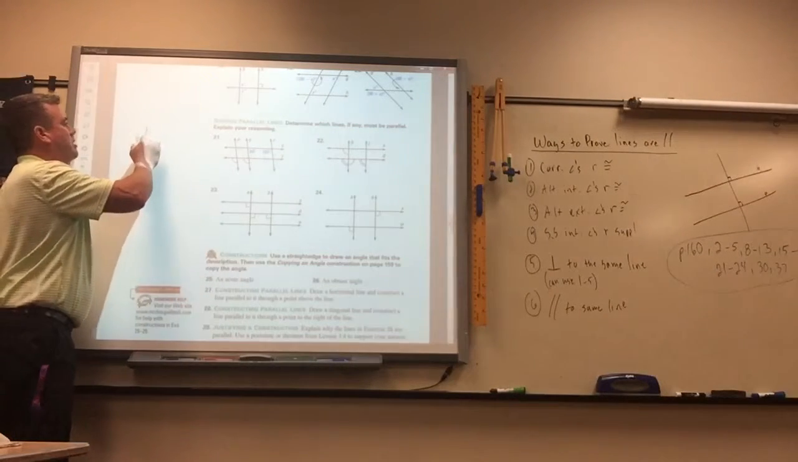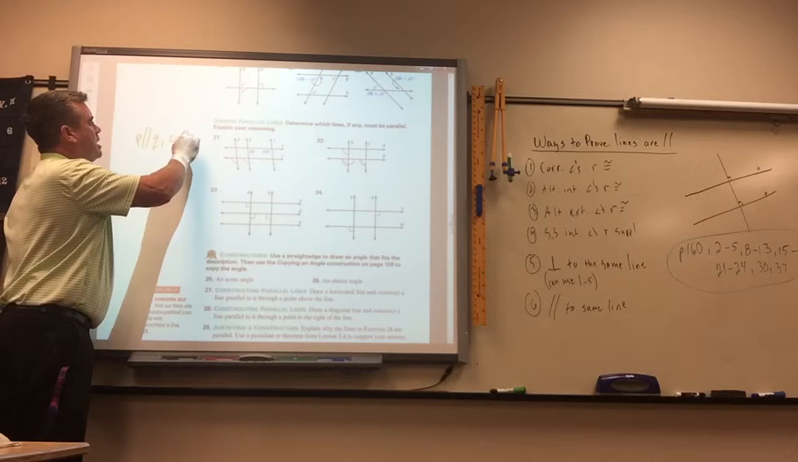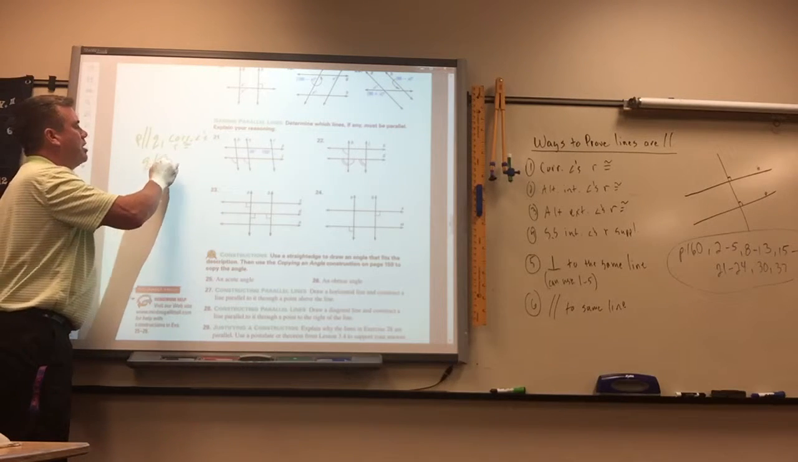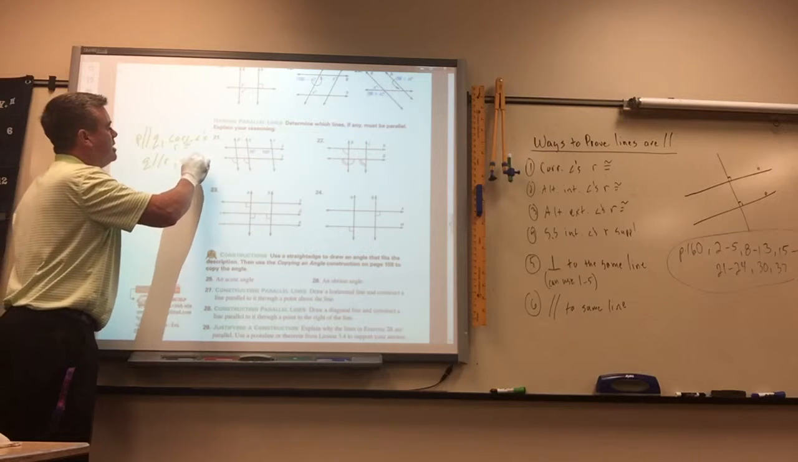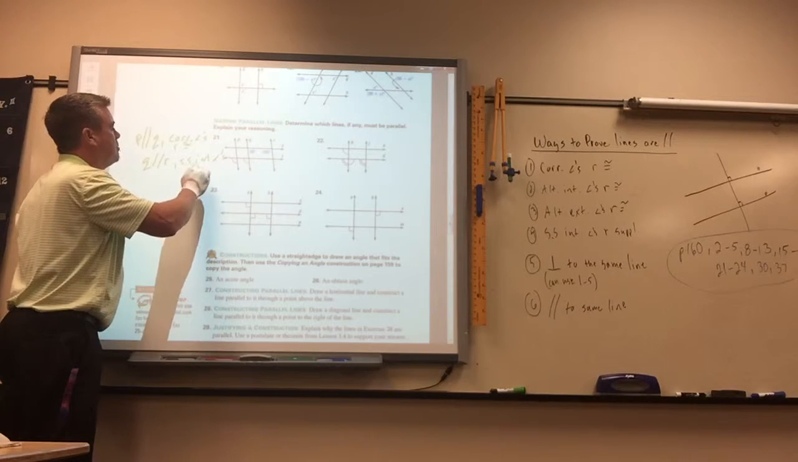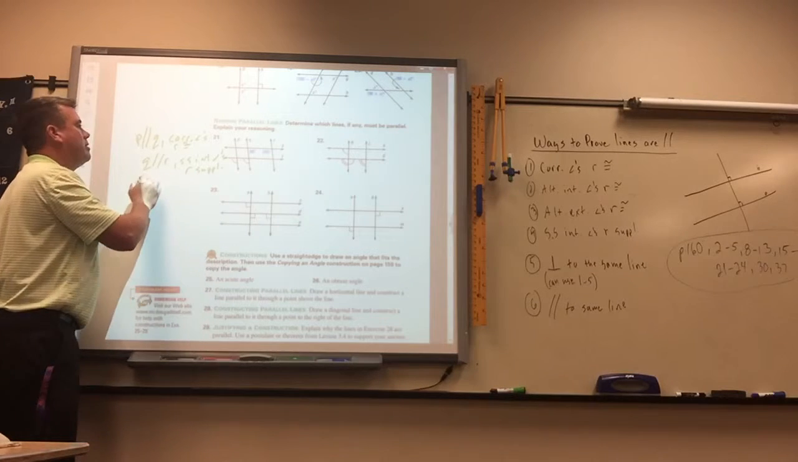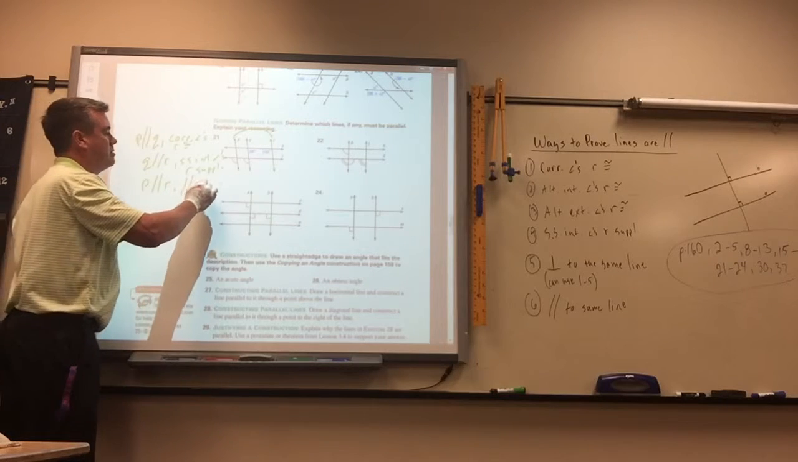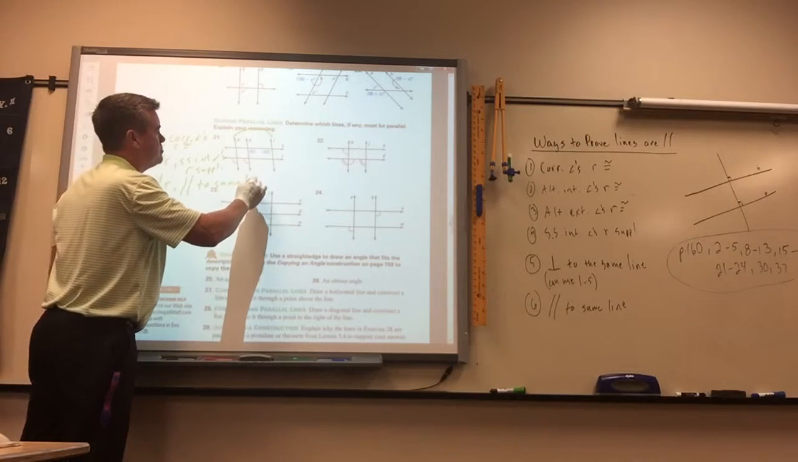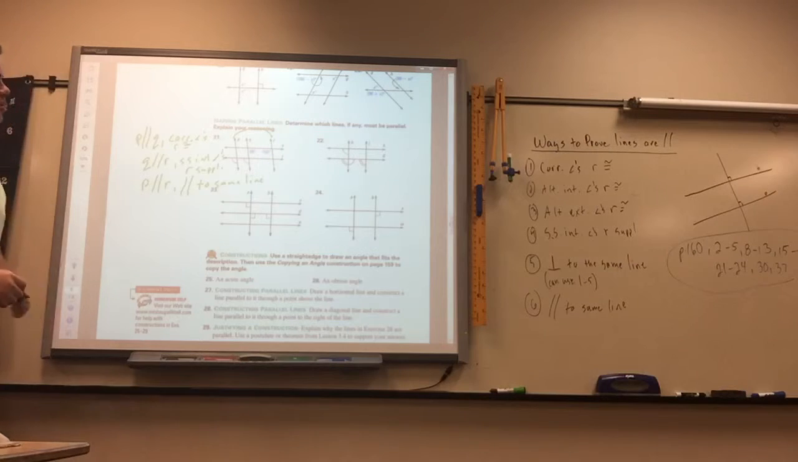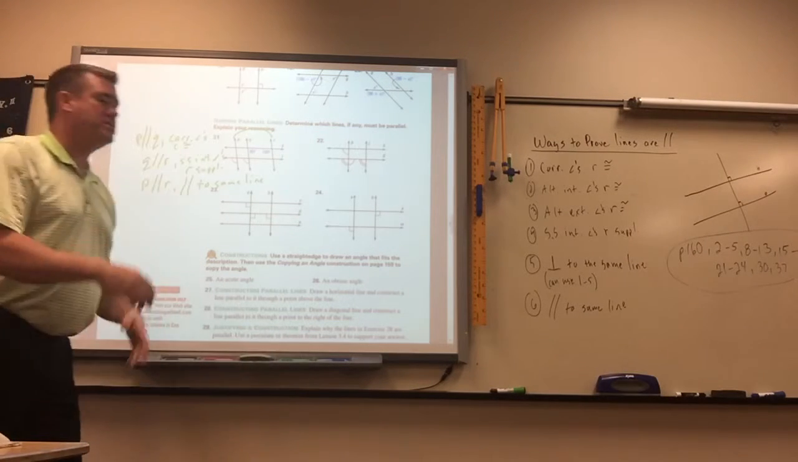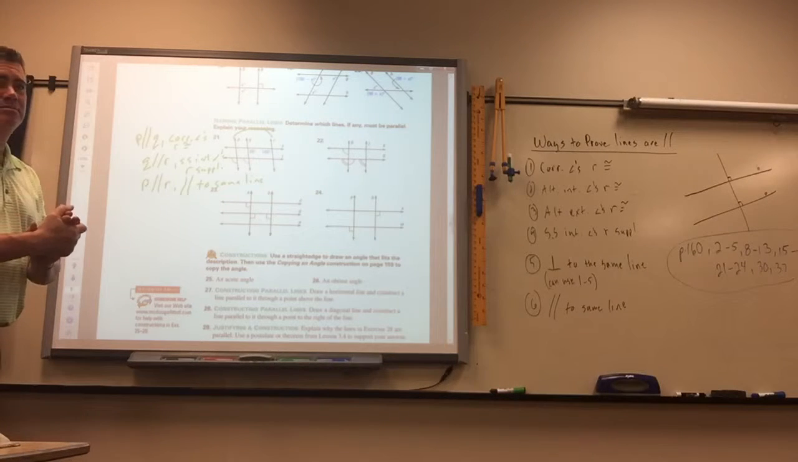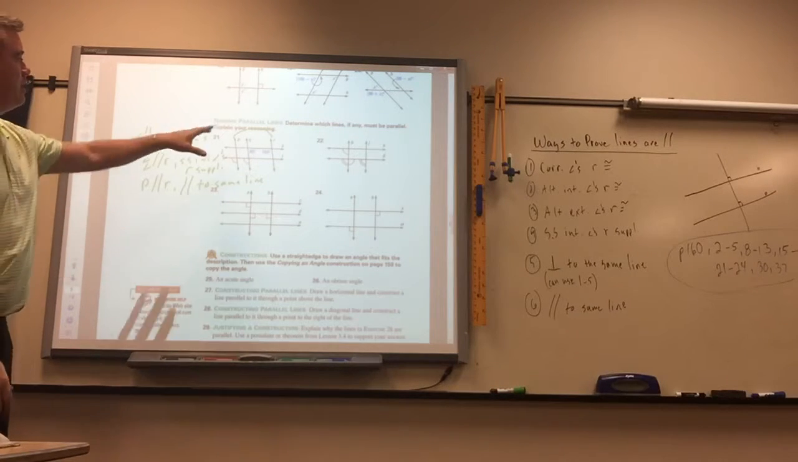Yeah, so P is parallel to Q because corresponding angles are congruent. Q is parallel to R because same side interior angles are supplementary. And then P is parallel to R because they're parallel to the same line. So sometimes there may be just 1, sometimes there may be 2, sometimes there may be none that are parallel on 21 through 24.